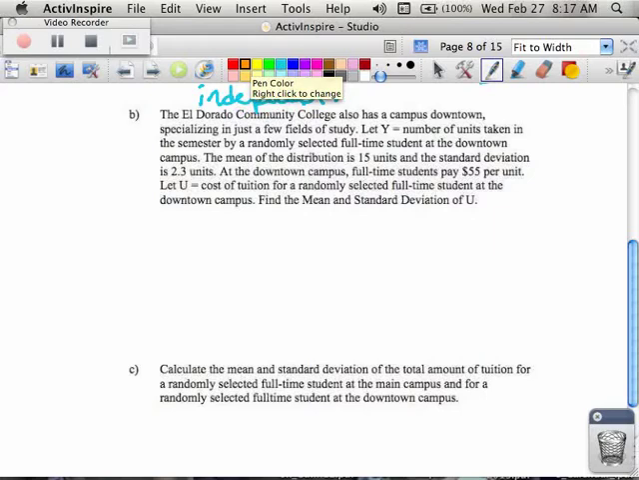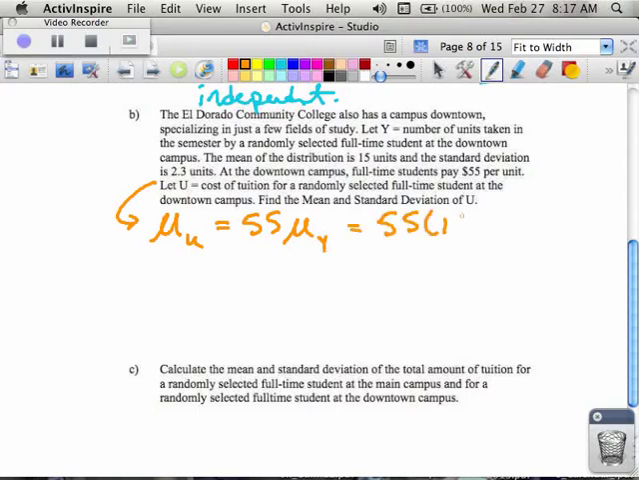Okay, so in this case, the mu of my newly defined variable U would be the $55 per credit times whatever the original Y was, so 55 times mu of Y, or in other words, 55 times 15, which is a total of $825. So this is kind of a redundant question. It's a different thing, but I think it's in preparation for what's going to happen next. You already know how to do this. We already did one like this two slides ago.